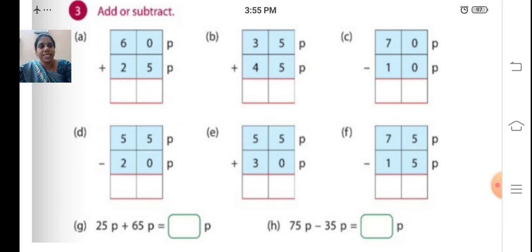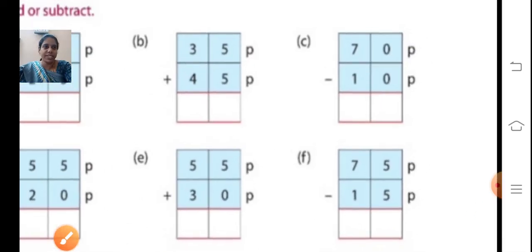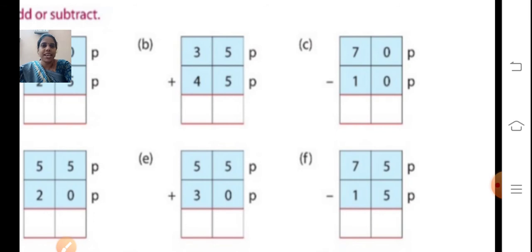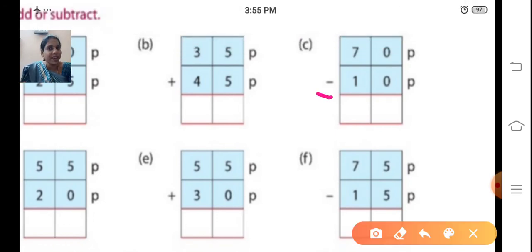Now, see the next sum. What difference? In this sum it is subtraction. Just see the symbol and do, children. So, the first two sums are addition. Now we are going to perform subtraction. How to do subtraction, you all know, right?